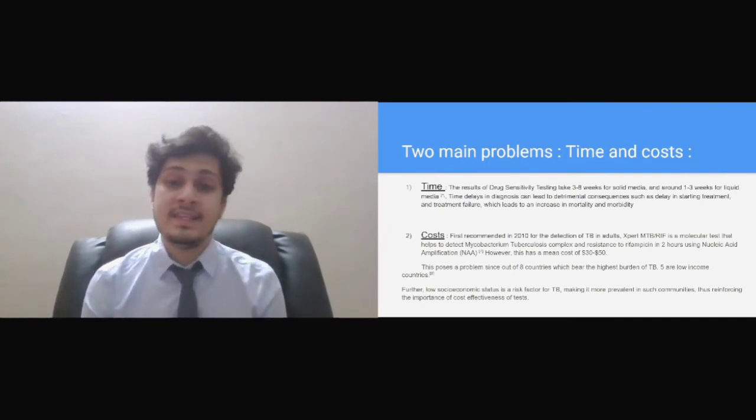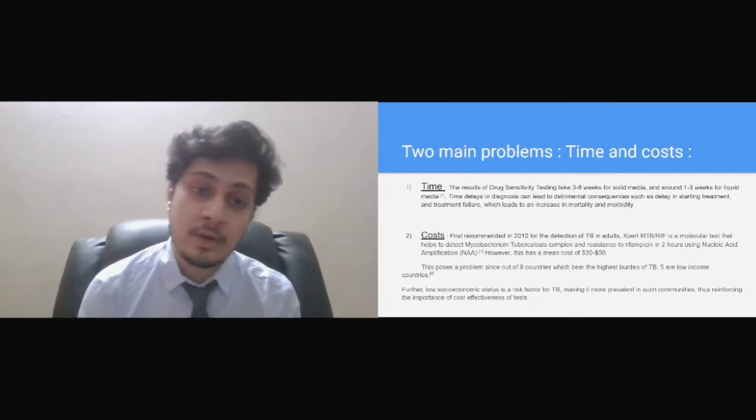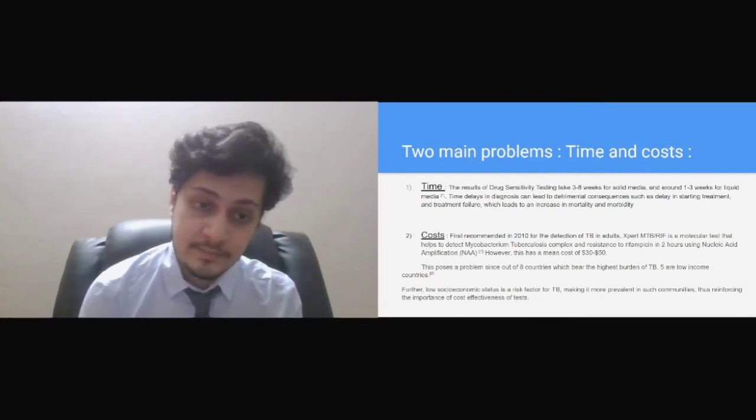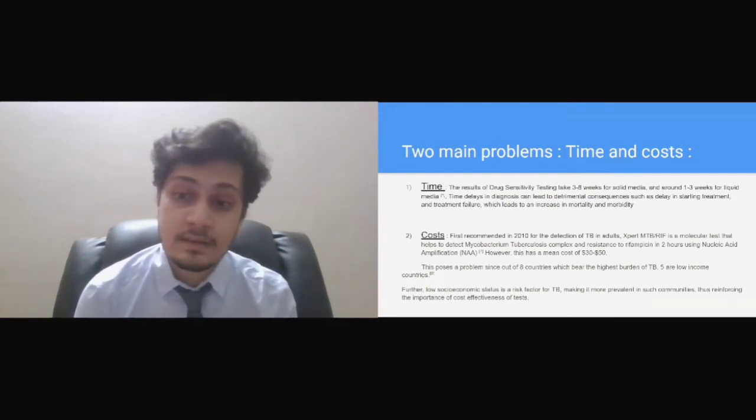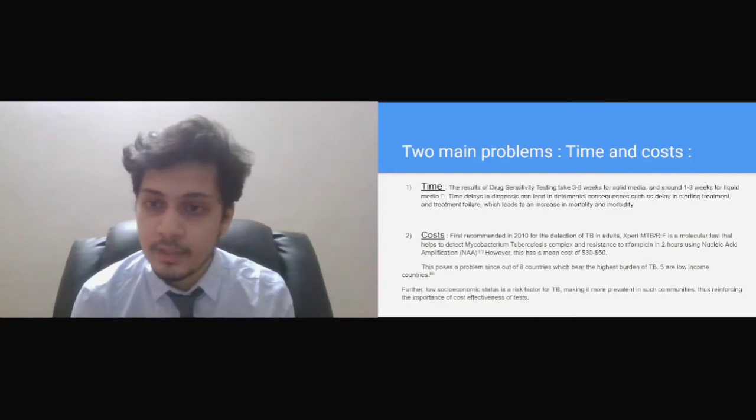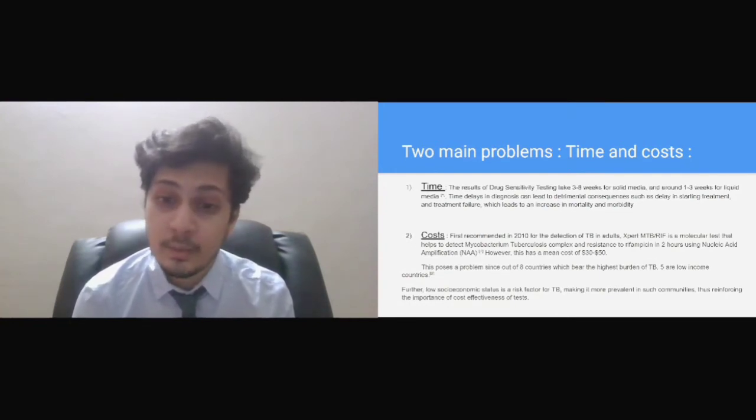However, these take a lot of time. Even if they are cost effective, even if they don't cost a lot of money, these take a lot of time. Now, the results of drug sensitivity testing take 3 to 8 weeks in the case of solid media, and around 1 to 3 weeks for liquid media.